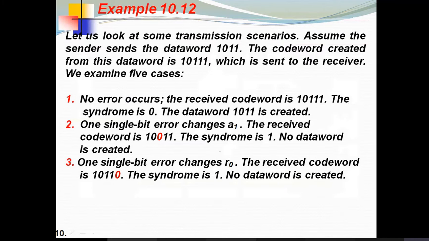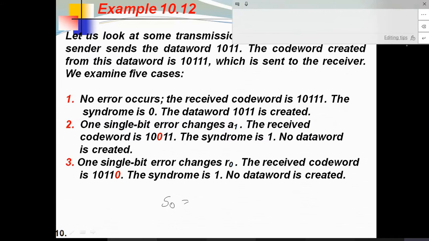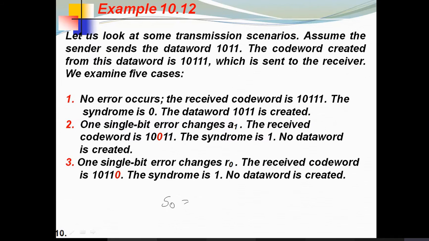So now consider no errors in the received code word. So here I have S0 is equal to... in the example they have given. So let us look at some transmission scenario. Assume the sender sends data 1011. The code word is created from this. What is the code word? You can calculate the number of ones in this data.